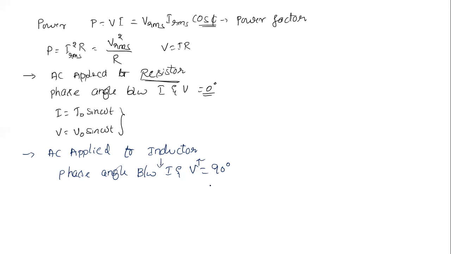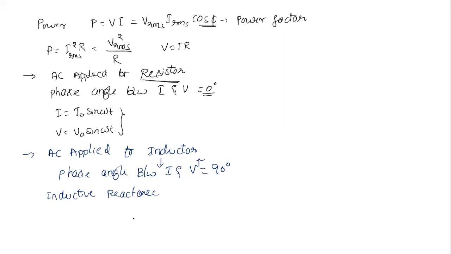Sometimes people will say pure inductive circuit. Remember, it contains only an inductor, nothing more than that. That is what we call a pure inductive circuit. If they say pure resistive circuit, only a resistor must be there, nothing else. Now, in this case, one more thing we need to know, that is inductive reactance. What is inductive reactance?